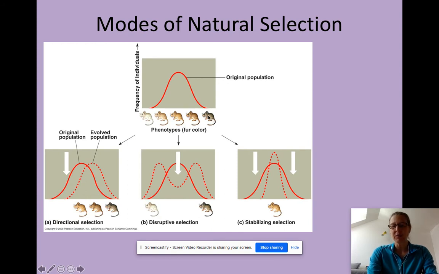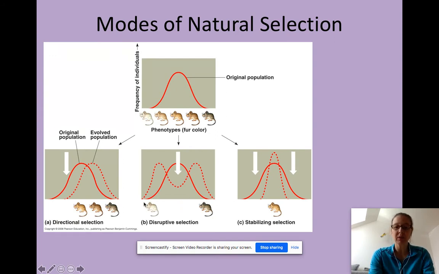Most of the examples of natural selection we tend to look at are directional, where one of the phenotypic ends of that population is selected for and the other is selected against. In this case, we see the mice being selected for in one direction. This would be similar to the peppered moths, right? Either the dark color is selected for and the light one is selected against, or the other way around. So when one of the extreme phenotypes is selected for and the other is selected against, we see directional selection.